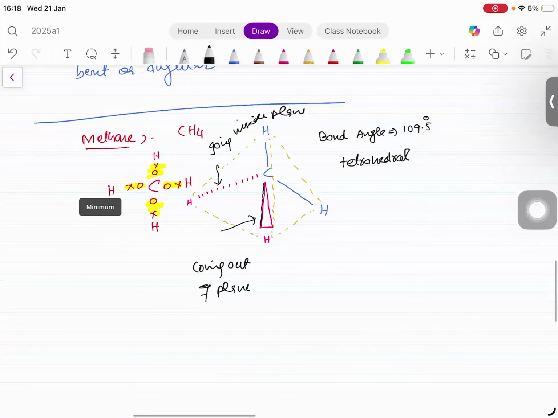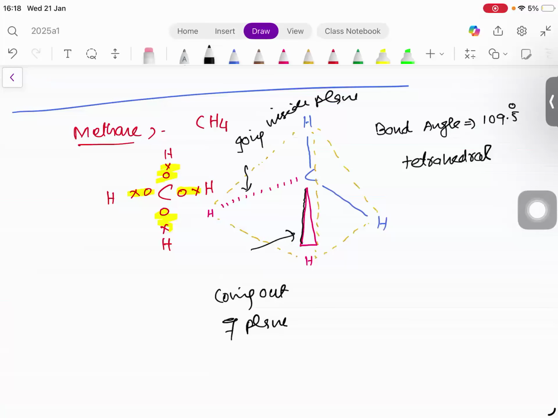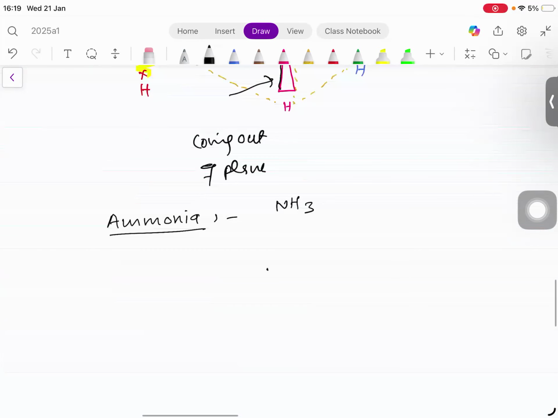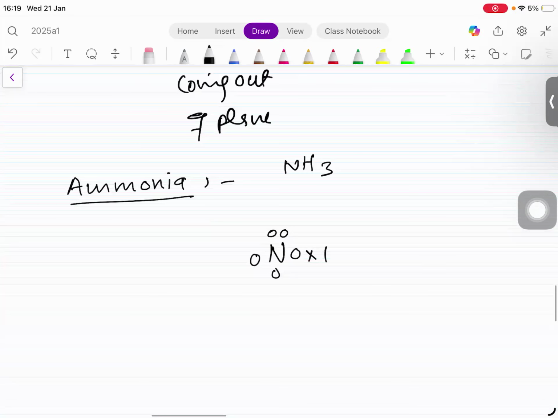Next, for example, let's say ammonia. If I ask you what is the shape of the ammonia molecule, you are going to draw the dot and cross. Here is the dot and cross. How many total electron pairs? Four. Out of four, three bond and one lone.